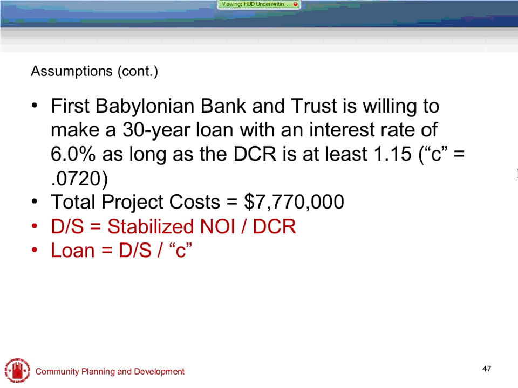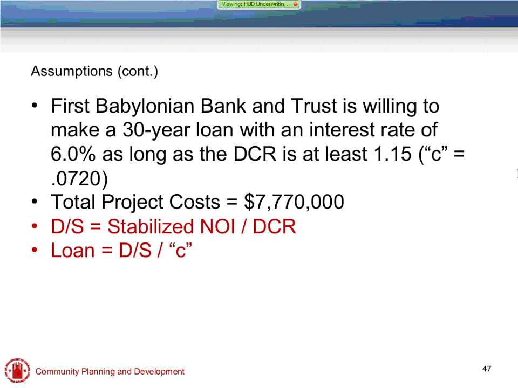Okay, so again, this is saying that the bank has required us to have a cushion. They want their cushion of 15 cents per dollar of net operating income that we have coming in. So they're asking for a 1.15 debt coverage ratio, and based on the stabilized NOI that we have, we've come up with a loan amount of $2,332,972. So you'll remember our total project costs were $7,770,000.